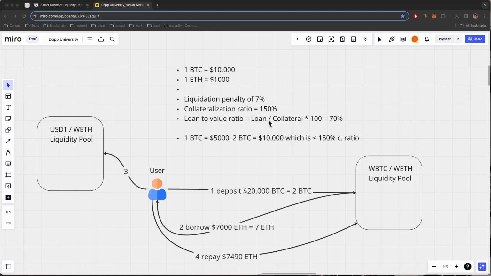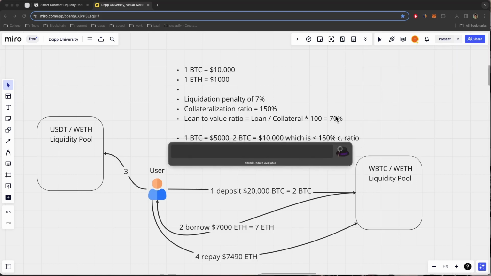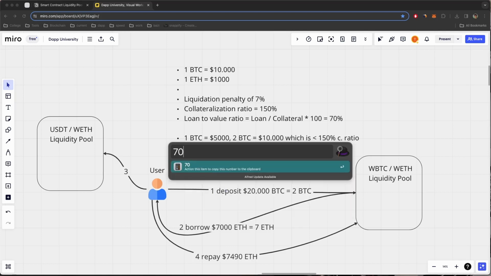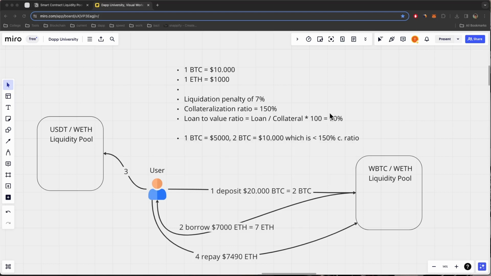Let's input our numbers here so we can get the output in our example. Let's say this protocol allows up to a 70% loan to value ratio. Let's see if we fulfilled this goal by depositing 20k worth of it and taking out 7k of ETH. Is this possible? So how can you calculate? The loan we are taking out is worth 7k, the collateral we deposited is 20k, and we multiply by 100, and now we have 35%. So our loan to value ratio is 35%, which is lower than the required 70% from the protocol. So it means this loan is possible and it's going to pass through.